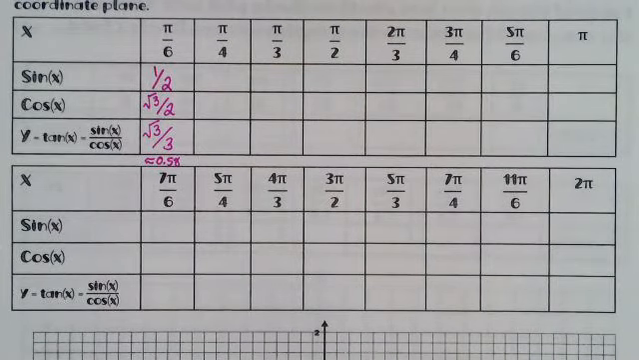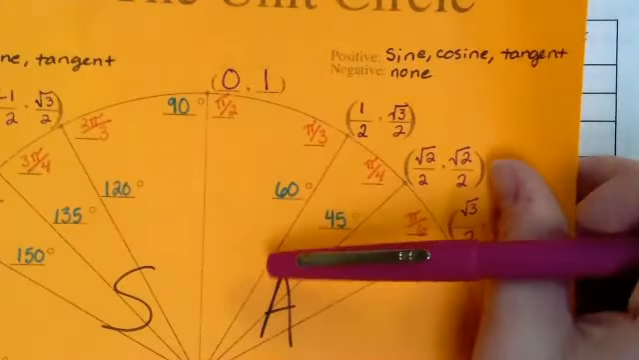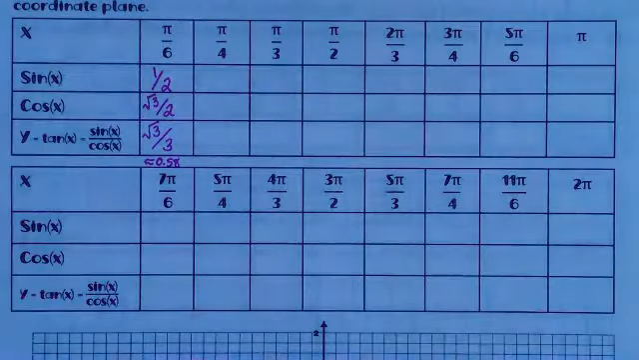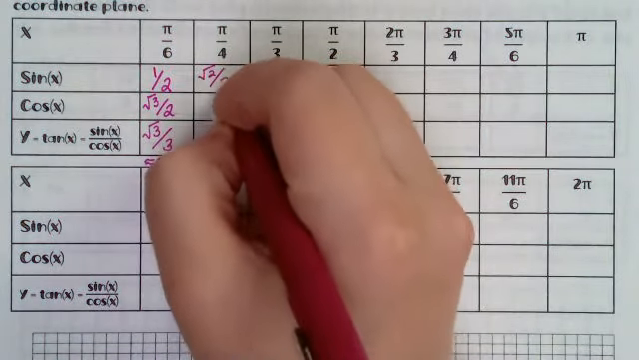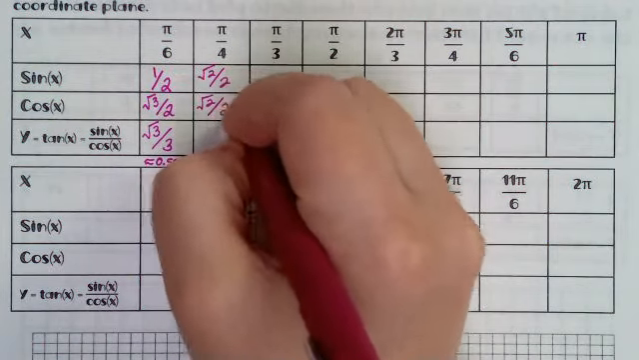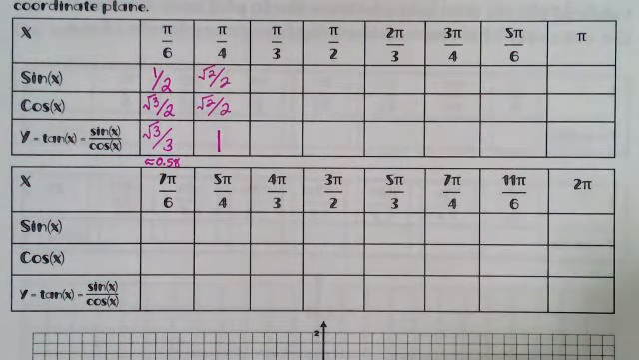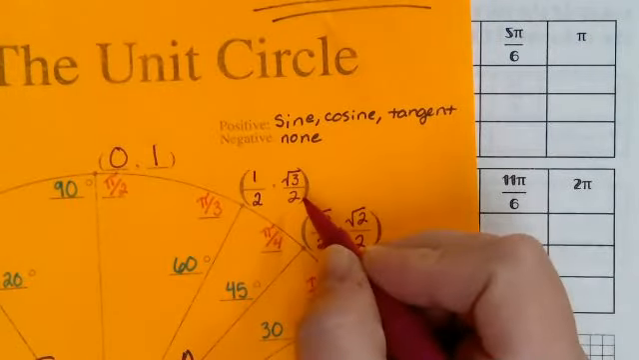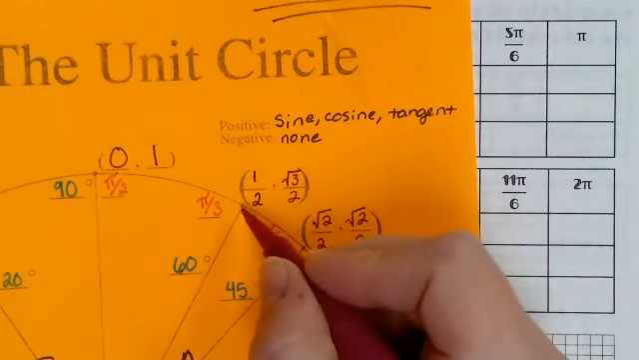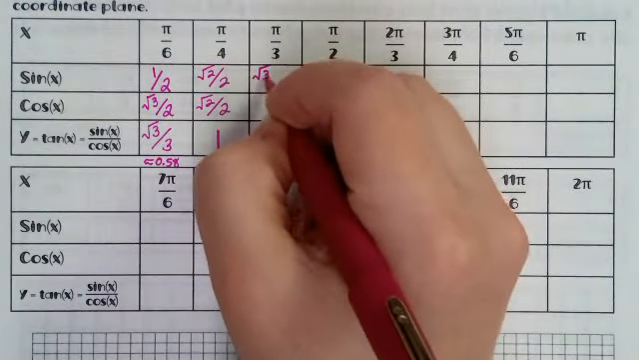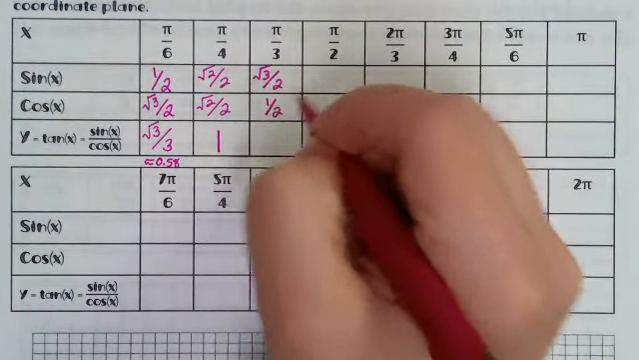Okay, I'm going to pull my unit circle back. We're going to look at pi over 4. Pi over 4, sine is root 2 over 2. Cosine is root 2 over 2. So those are the same. And when you divide something by itself, sine divided by cosine here, you're going to get 1. So that's easy. All right, pi over 3. Sine is going to be square root 3 over 2. Cosine is 1/2. So it's going to be kind of similar to our first one, except the order's changed.